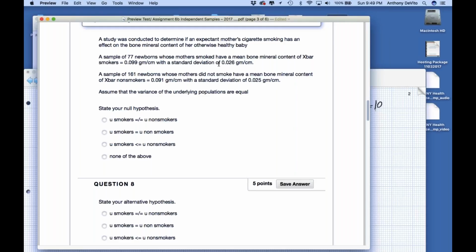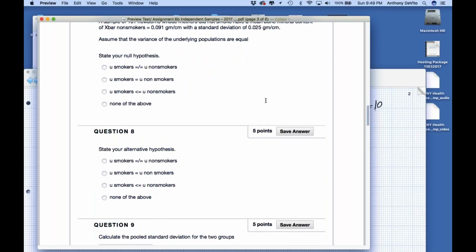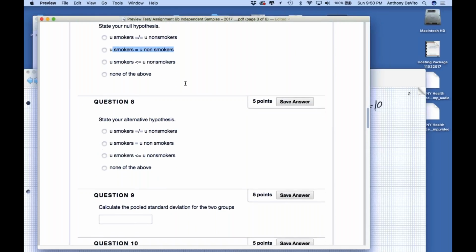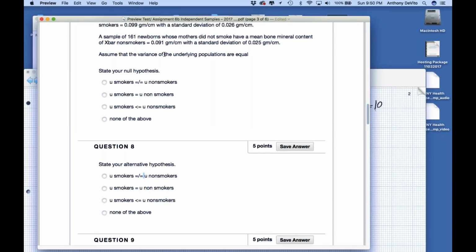Well, you want to know something, we would have assumed that anyway, since one was not double the other. Okay, so let's state our null and alternative hypotheses. Null hypothesis: the mean for the smokers is equal to the mean for the non-smokers, right? And obviously our alternative hypothesis is that they're not equal. Notice that when we talk about our hypotheses, we're always talking about the population mean, even though all we know is the sample means.